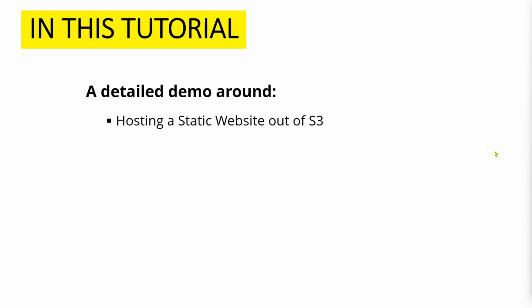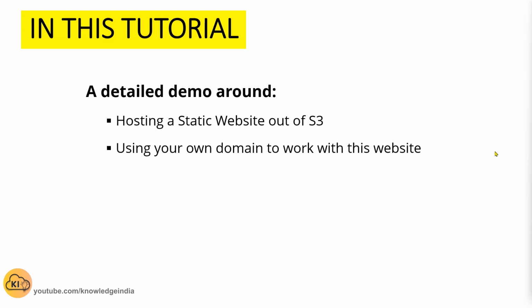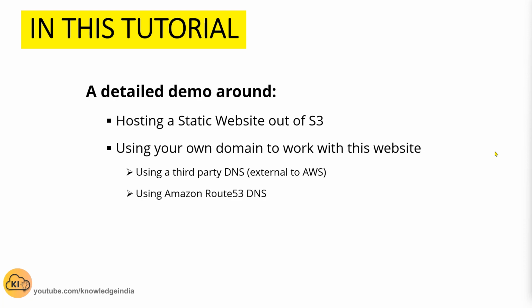Hello everyone, in this tutorial we are going to discuss with a detailed demo how you can host a static website out of an S3 bucket. After that we'll see how you can use your own domain with this website. And while we do this, we will look at two variations. The first one is using a third-party DNS which is external to AWS, right? And the second one would be how we can do the same using Route 53 DNS.